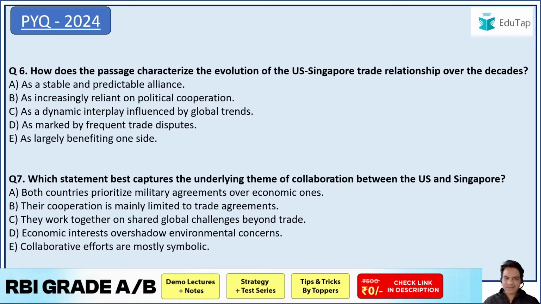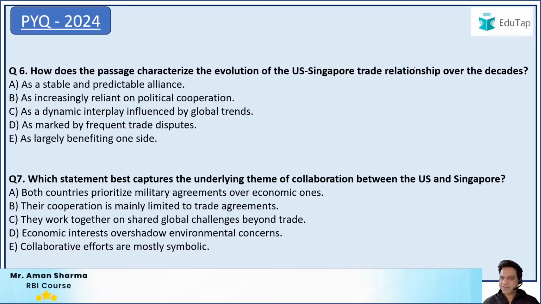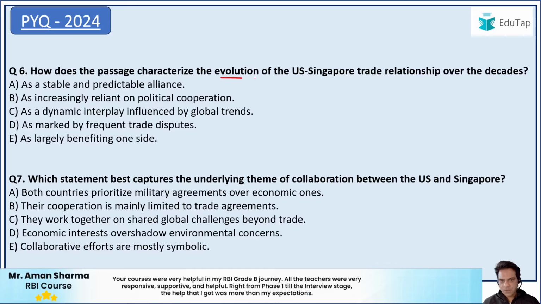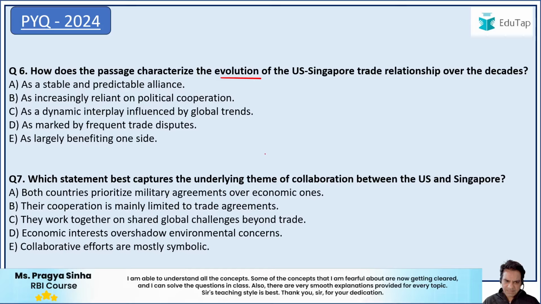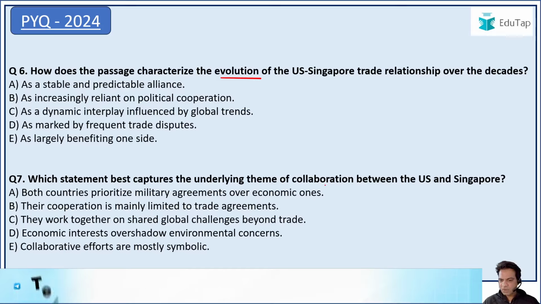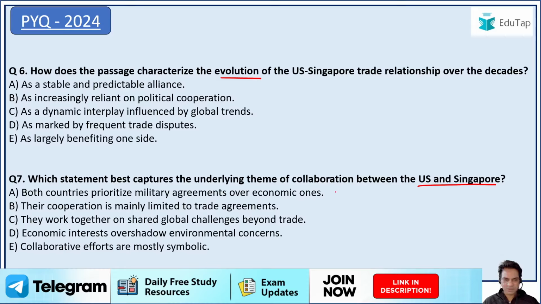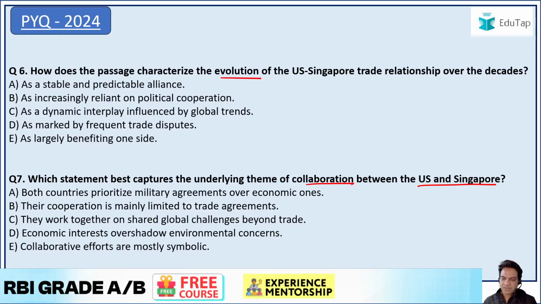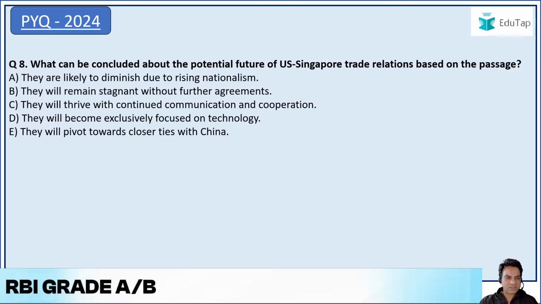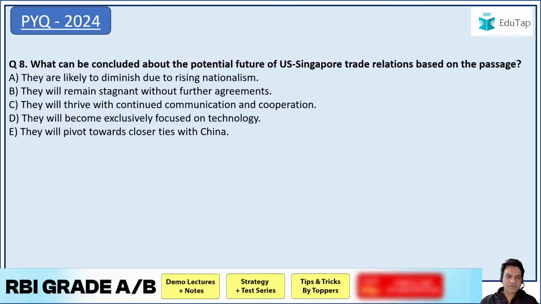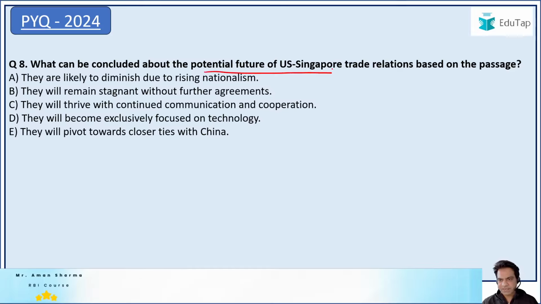How does the passage characterize the evolution of the US Singapore trade relationship over the decades? So what does the evolution of the relationship between the two countries tell you? Which statement best captures the underlying theme of collaboration between the US and Singapore? So what can be understood about the collaboration between the two countries? And the last question is, I think there were all factual questions this time. So what can be concluded about the potential future of US Singapore trade relations based on the passage?